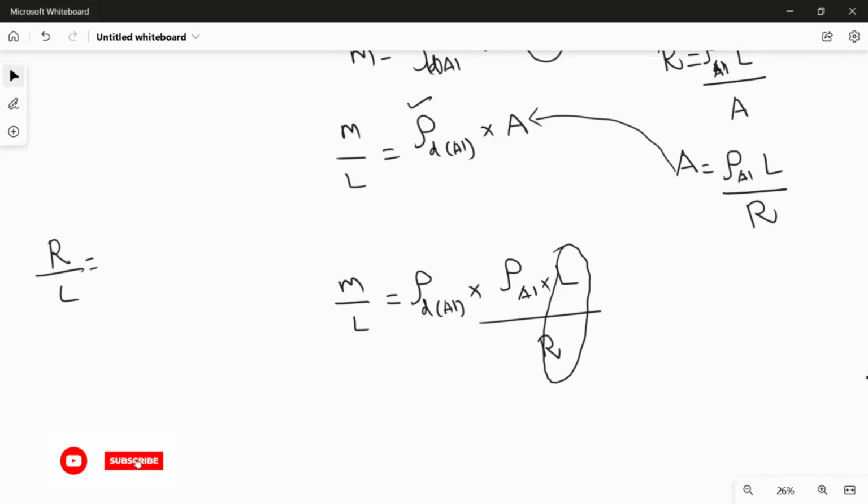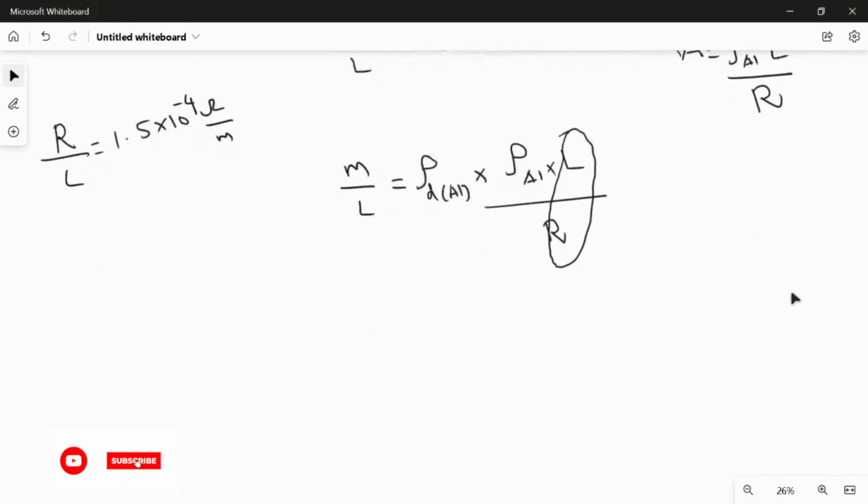What is the value of R over L? We already converted the value of R over L in terms of ohm per meter as 1.5 × 10^-4 ohm per meter. So when you substitute this value, you have to take the inverse value. So now I'm going to substitute the values one by one.